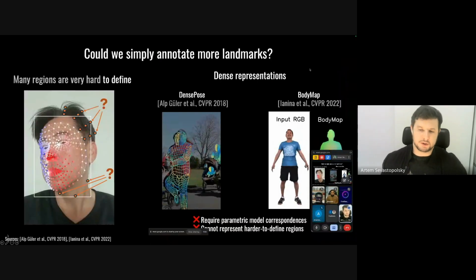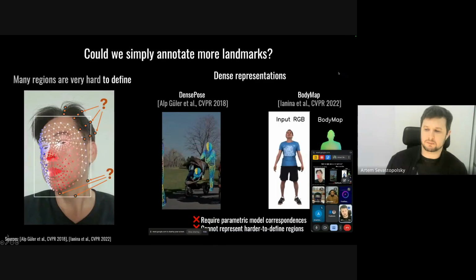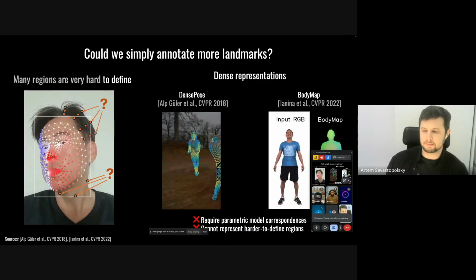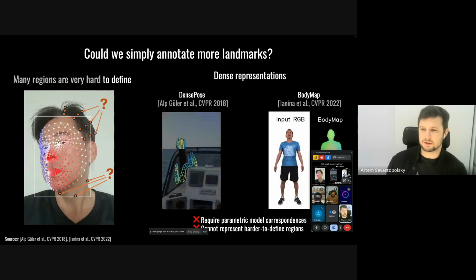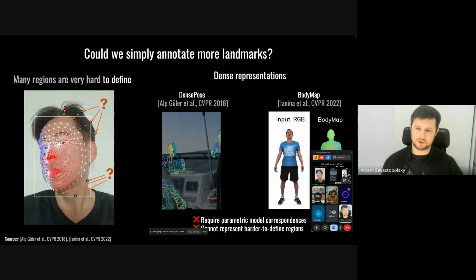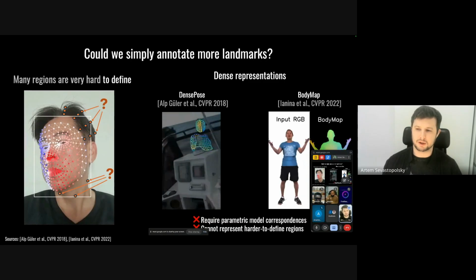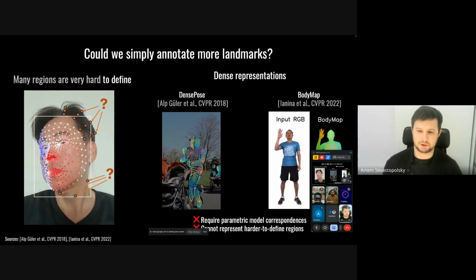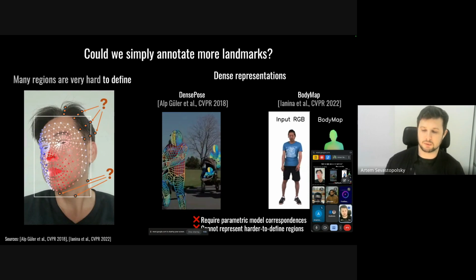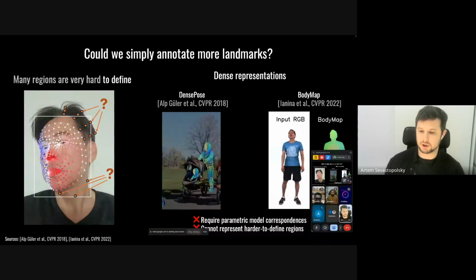Both of these approaches and many others still exhibit the same problem: they tend to estimate embeddings for the part which is covered by the parametric model of the full body, but for many other regions like hair, which is not covered, they just cannot predict anything. So in other words, they do not work with regions which are harder to define.